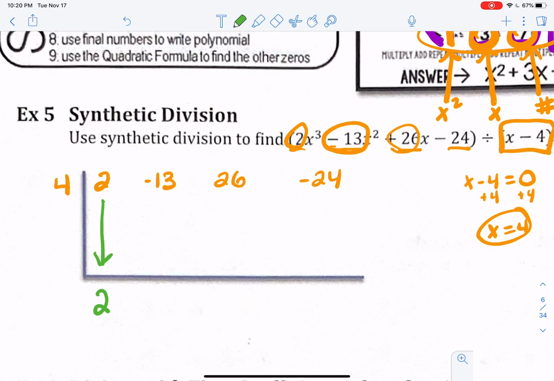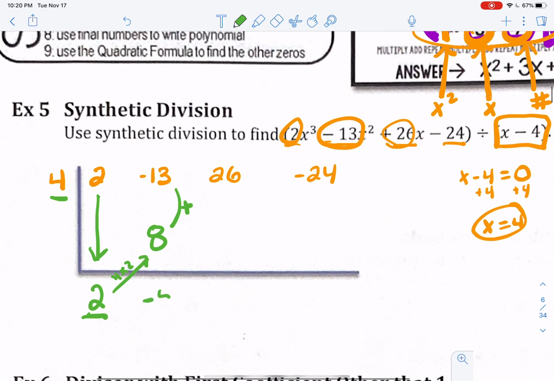That's the first thing that I do. Done. Okay, then I multiply. 4 times 2 is going to be 8, and I'm going to put that in this spot. So 4 times 2 gives me 8, and that goes there. If you need to write the work in there, you sure can. Then I add these. Okay, so negative 13 plus 8 is going to give me negative 5.